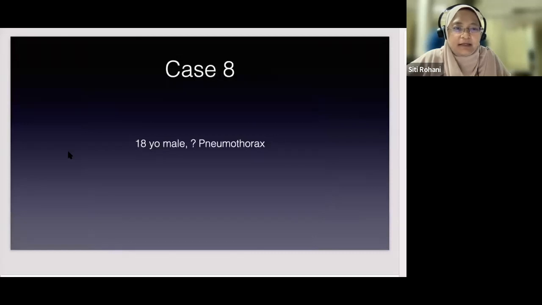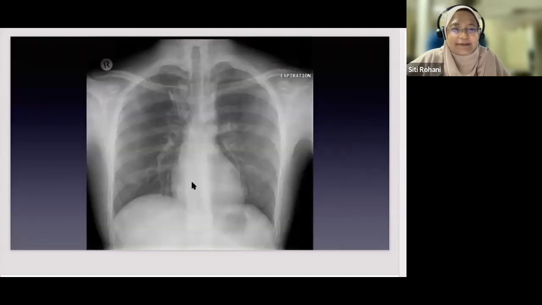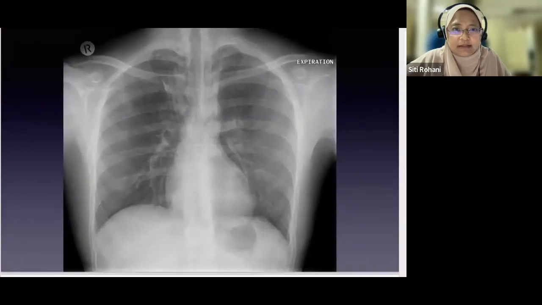Case number 8, 18-year-old male. Is it pneumothorax or not? So what do you think? Is this a pneumothorax or not a pneumothorax? Let's enlarge it a little bit.